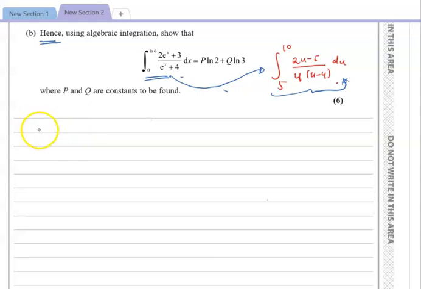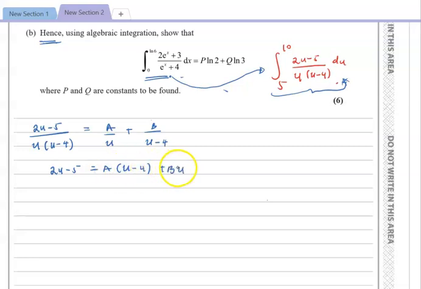You can see over here we're going to use partial fractions. So you have (2u minus 5) over u into (u minus 4), which is the same as A over u plus B over (u minus 4). So we need to get the values of A and B. You have 2u minus 5 equal to A into (u minus 4), and then plus B multiplied by what?